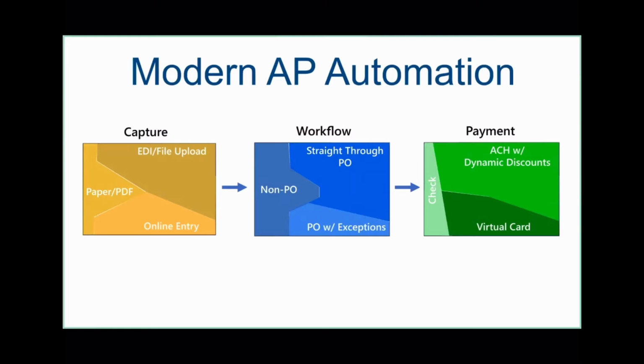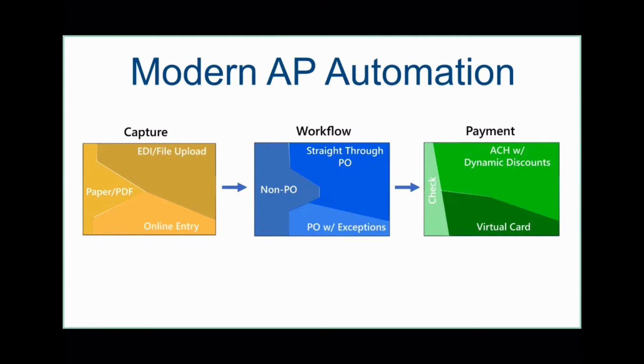And as we look at each of those stages, it's pretty obvious to us, and we think to those that are looking for efficiency in their organization, that you need to have a set of tools and capabilities within each of those stages to meet your suppliers' needs, to really meet them where they are in their automation journey as well. On the capture side, that means being able to support your large suppliers with EDI and file upload. It means being able to still process those invoices that are coming in on paper or email as PDFs. And of course, as we're talking about today, and as we'll demonstrate a little bit, the ability to engage your suppliers in the vendor portal, being able to support web entry and other features there.